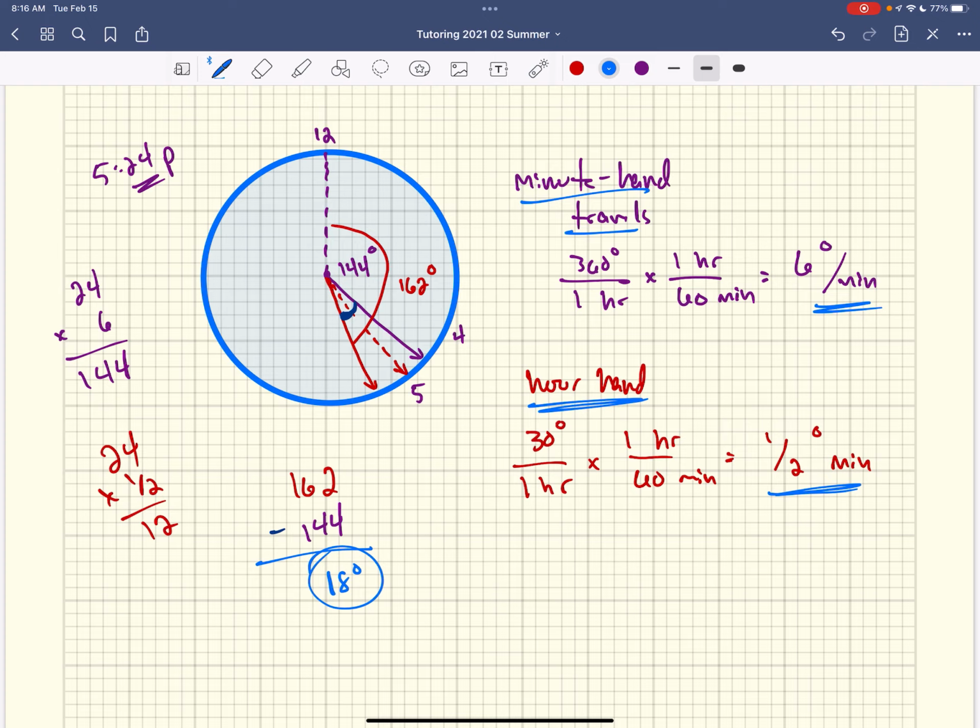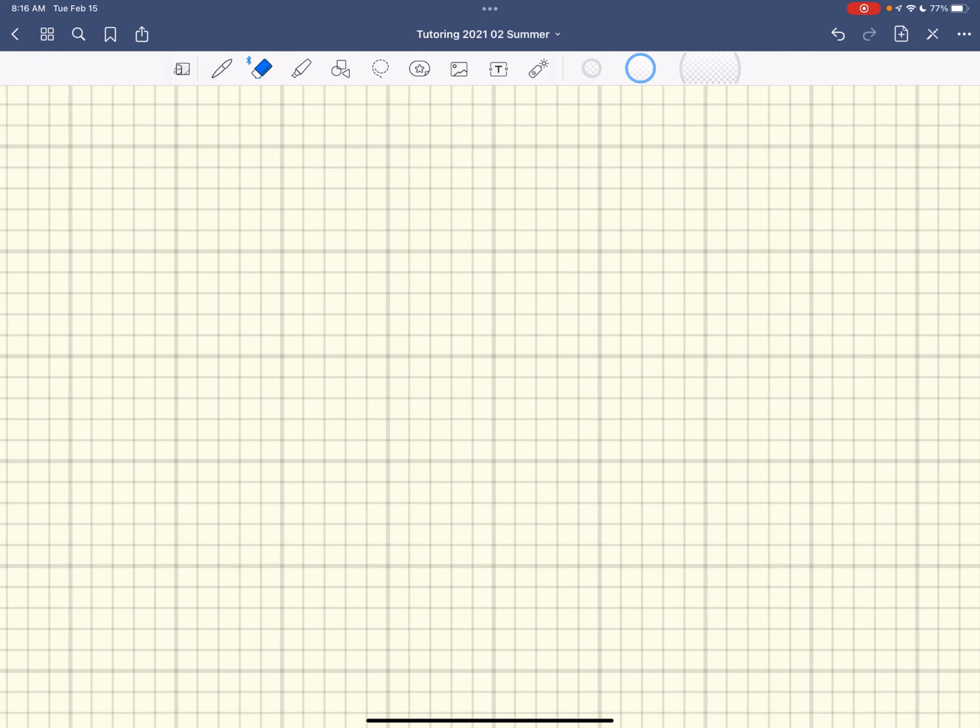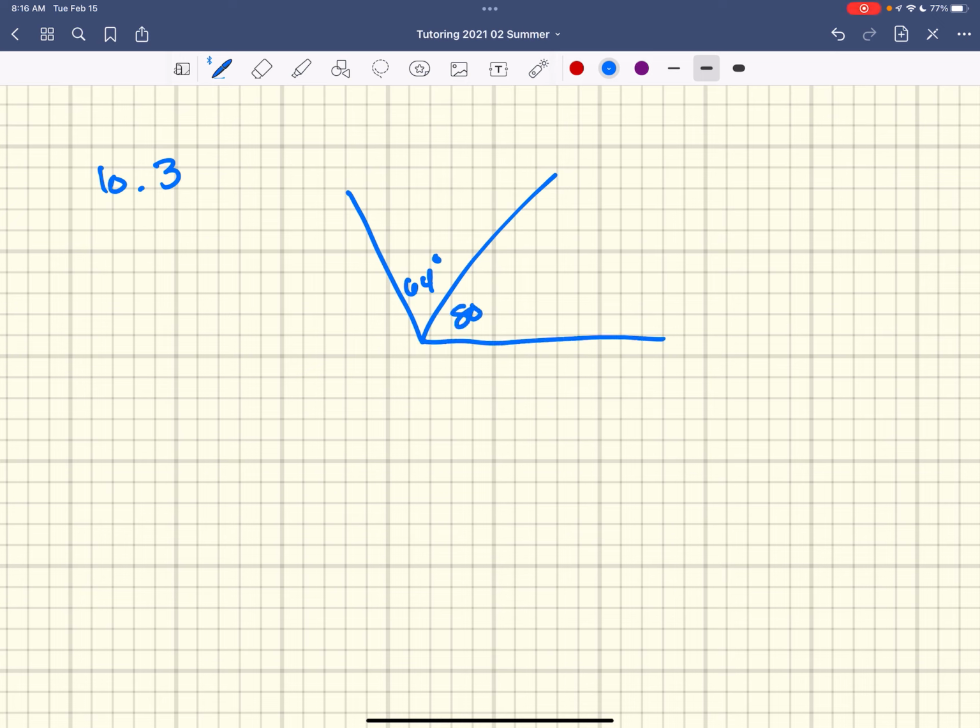Let's go back to page 382, and let's look at 10.3. So 10.3, we have this information. We have several angles. We've got a 64-degree angle, an 80-degree angle, a 143-degree angle, and then we have our unknown, x. And what we want to do is figure out the value of x.